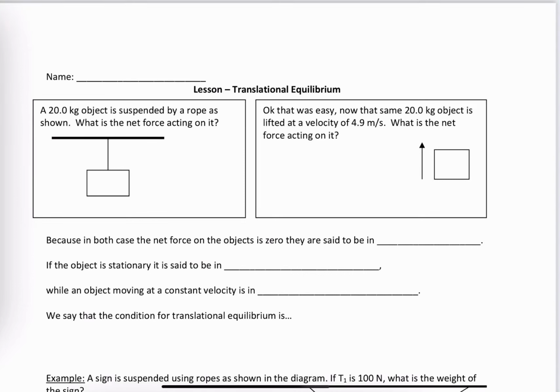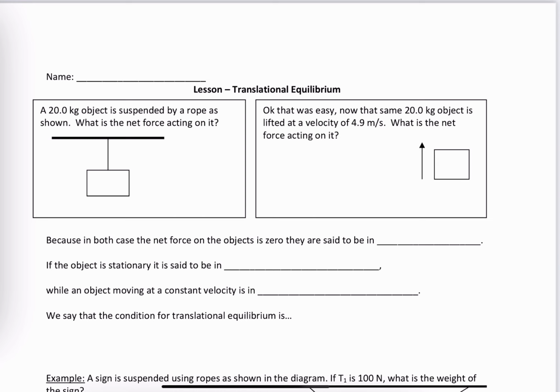To start this lesson on translational equilibrium, I'm going to remind you of a couple situations that we looked at pretty closely previously in physics, and think about what they mean about forces and movement. So the first case is this one. A 20-kilogram object is suspended by a rope, as shown. What is the net force acting on it?